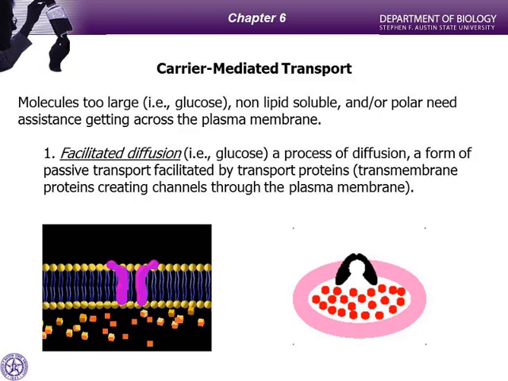We use a protein. But since it's diffusion, how much energy is going to be used? None. Zero. What is the direction in which the molecules are going to move? High to low, still downhill. Exactly like diffusion. The only difference is you've got to go through a protein. You simply can't diffuse through the plasma membrane.